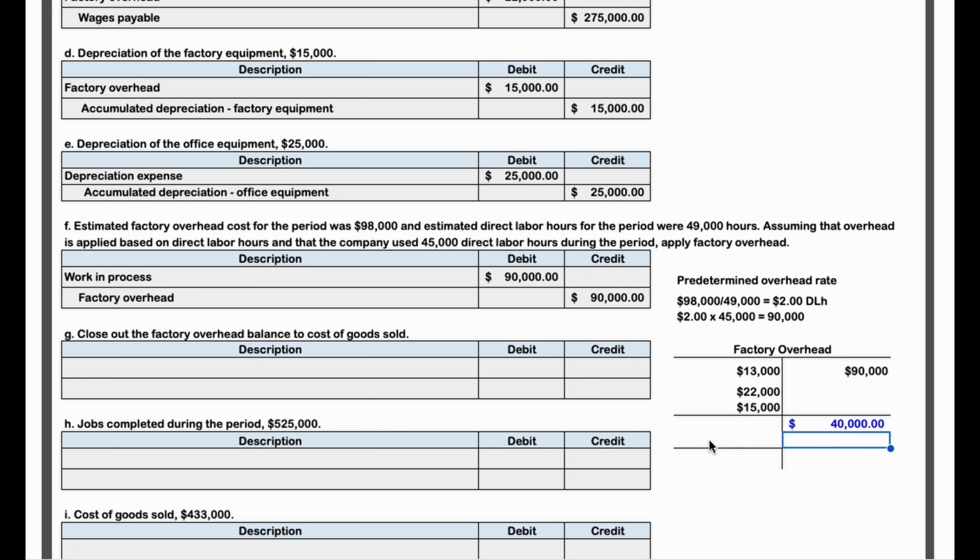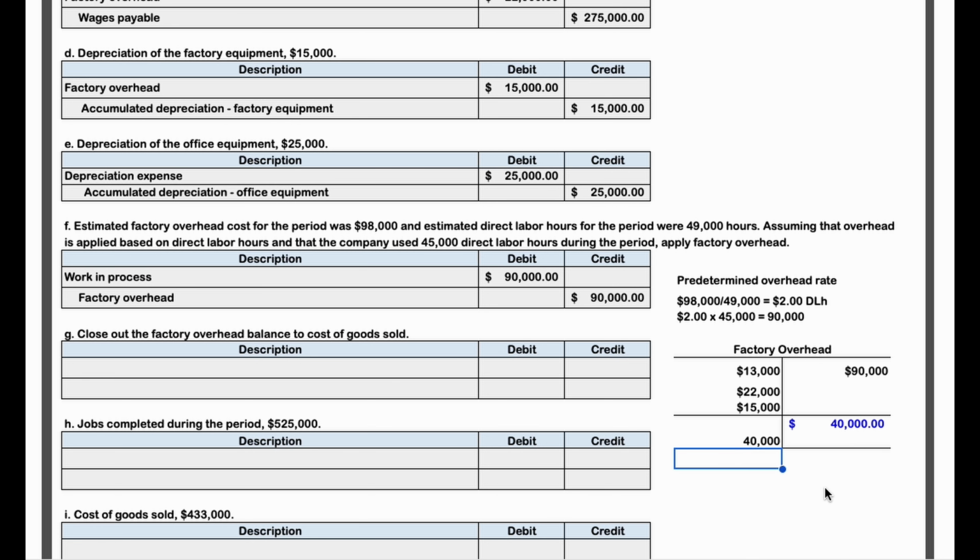As I said before, we need to take this account and bring it to zero. So $40,000 is the amount that I have left in my factory overhead account. I need to bring this account to zero. So to bring it to zero, I'm going to have to do a debit to factory overhead of $40,000.